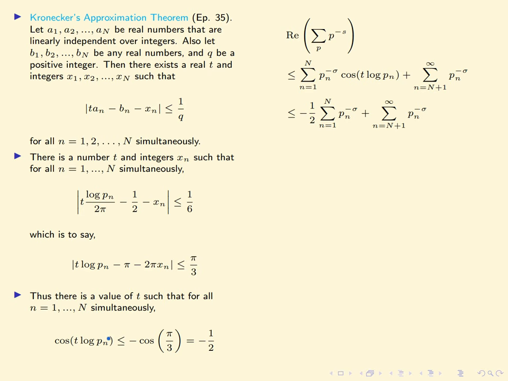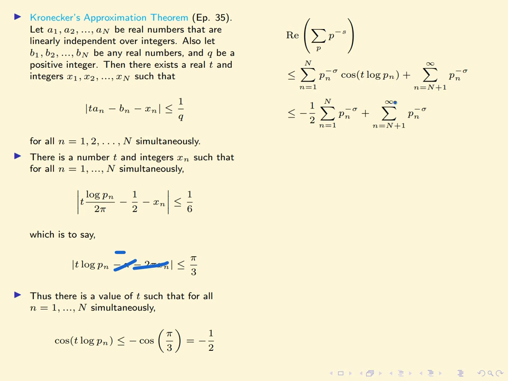Now you can kind of see the point of Kronecker's approximation theorem: the cosine of something minus 2 pi times an integer, you can just ignore that. And the cosine of something minus pi is just the negative of the cosine of the thing. So that's why there's a negative here, with the minus sign here.